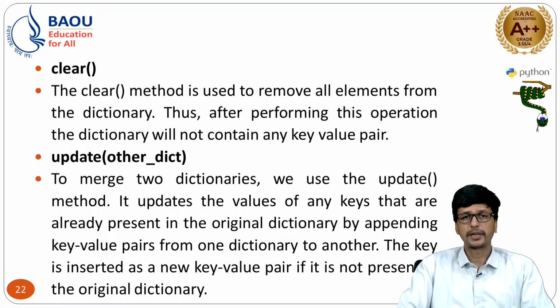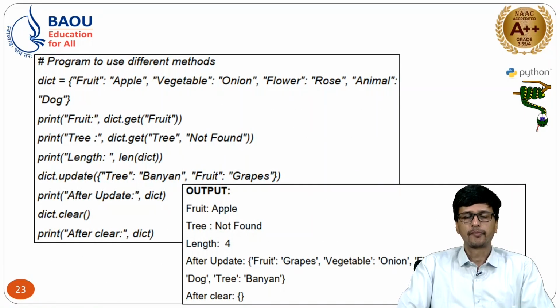Then after that, update. Suppose you want to merge, if you want to add multiple key value pairs to the existing dictionary, in that case you can use this update method. You can see here in the example we have used the get method to get that particular value against the key. If it is not there, you can pass the default value, that is not found. You can find the length with the help of the length method. You can update the dictionary.